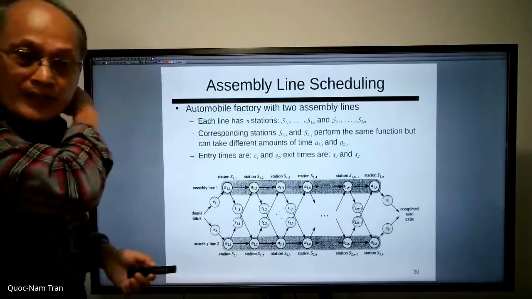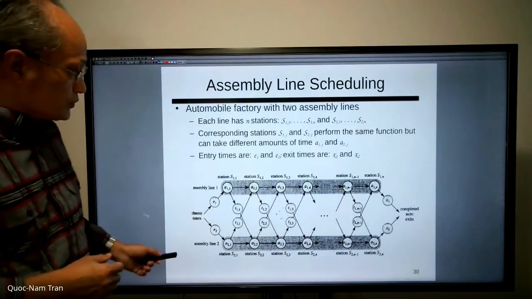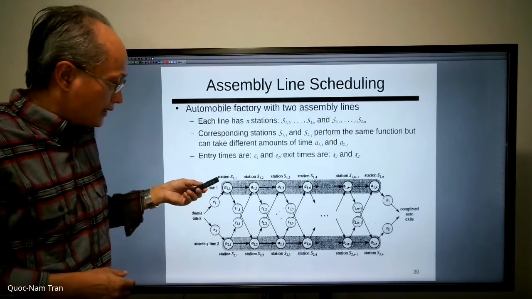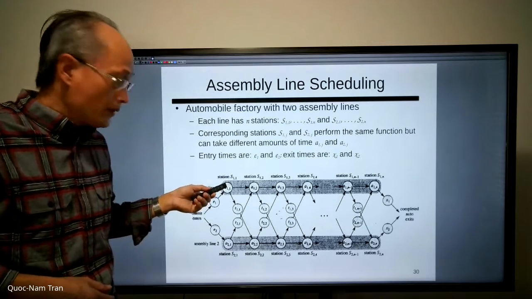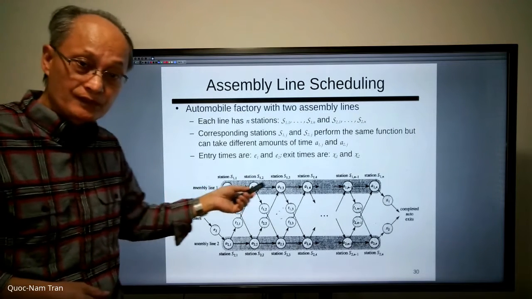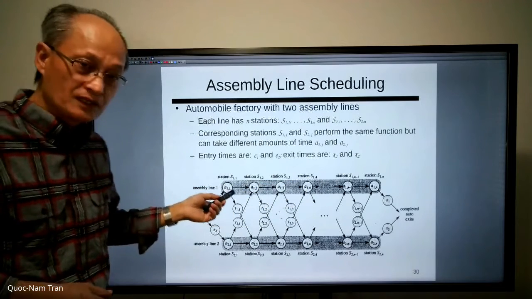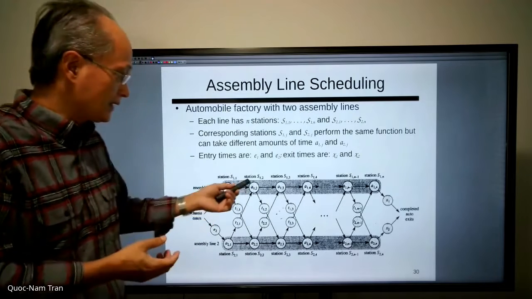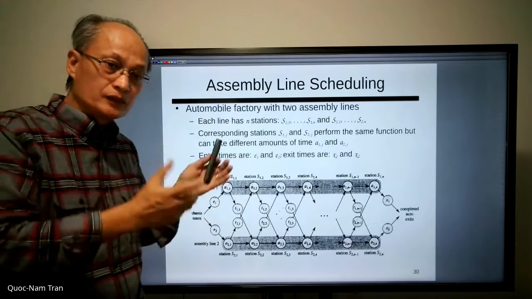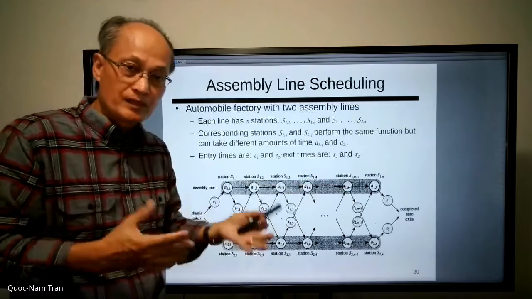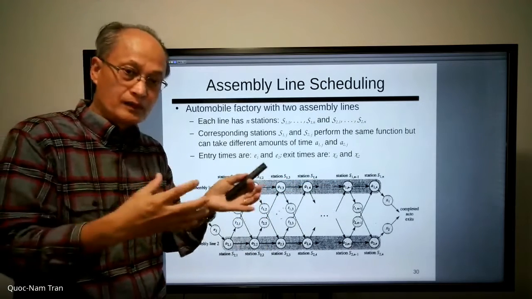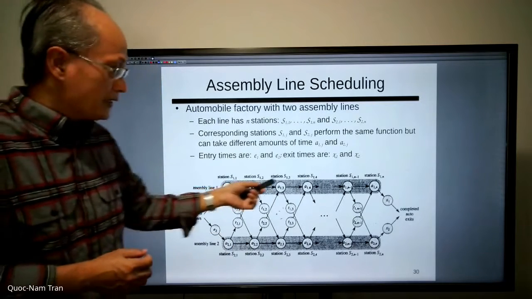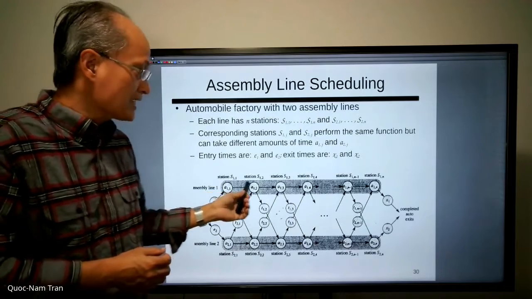So here we have 2 assembly lines, and each assembly line will have some stations, right? For example, the first station will be welding of the body, and then the next station will be putting on the driving wheel, and then the last one may be just putting on the wheels, etc. So each assembly line will have a certain number of stations.